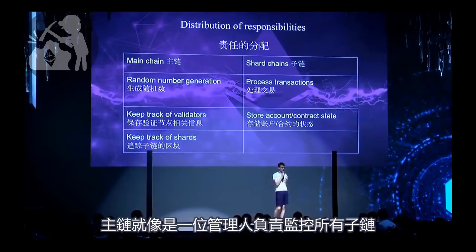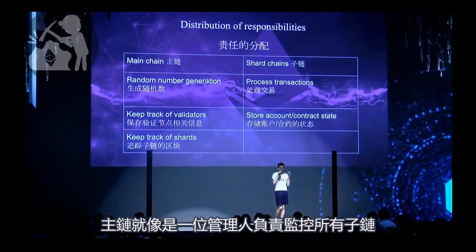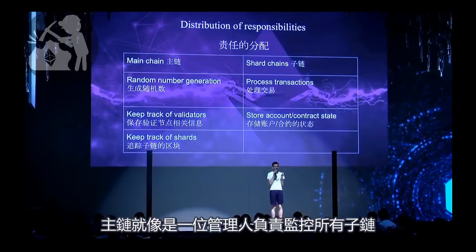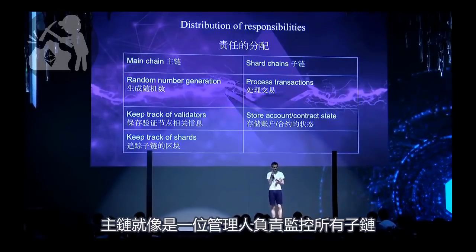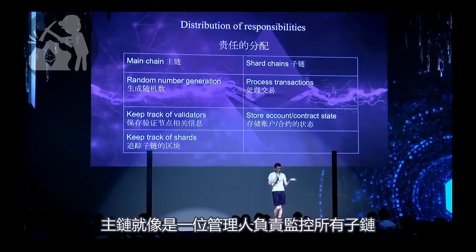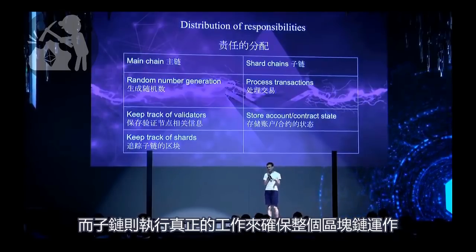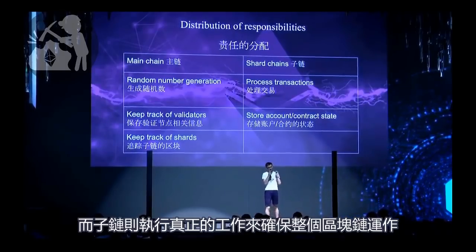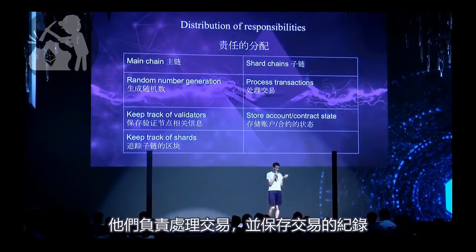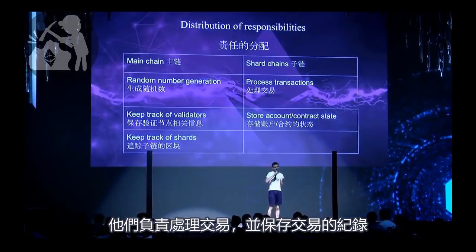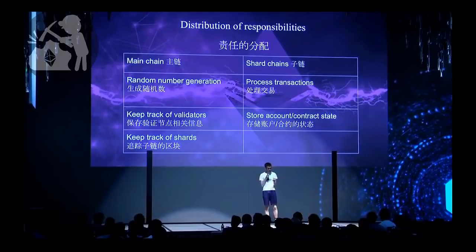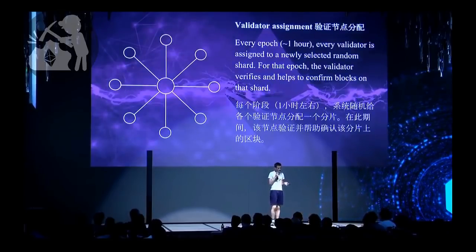So the main chain is this sort of manager shard that everyone has to participate in and validate. The shard chains do the actual work that makes the blockchain useful. The shard chains process transactions and they store account and contract state, right?